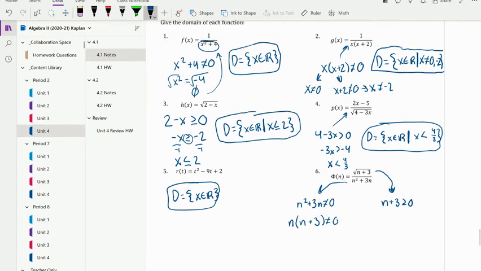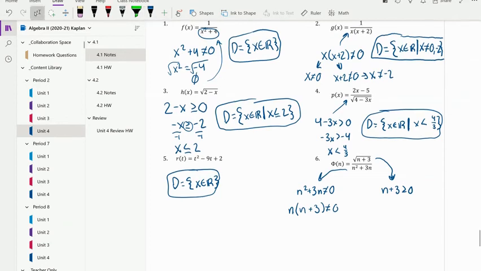And hopefully now you're saying, oh, this looks just like number 2 up here. This gives me that n cannot equal 0. And this gives me that n plus 3 cannot equal 0, which means if you solve that, n cannot equal negative 3. Over here, you subtract the 3, and we say n is greater than or equal to -3.